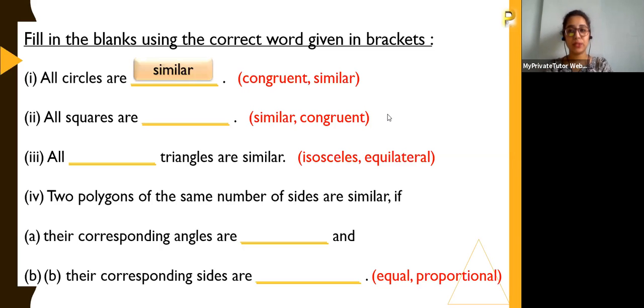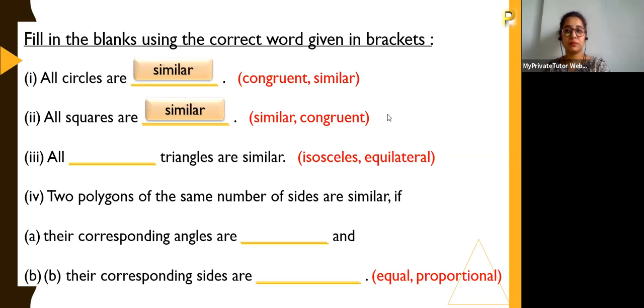Okay, let's get to the next question. All squares are dash. Again, the same thing. It is again similar, because if you imagine any two squares randomly, they cannot all be congruent, right? But all of them look like squares, right? They are similar in shape, but they are not congruent.